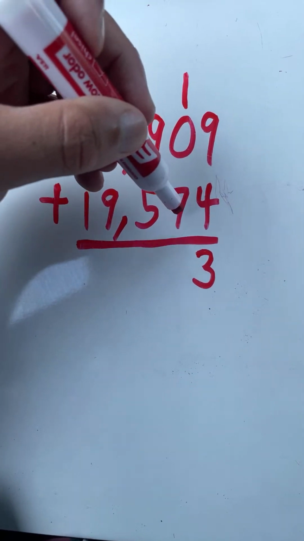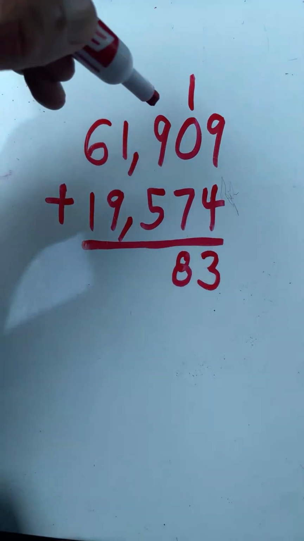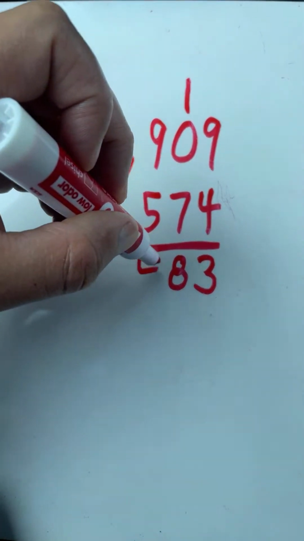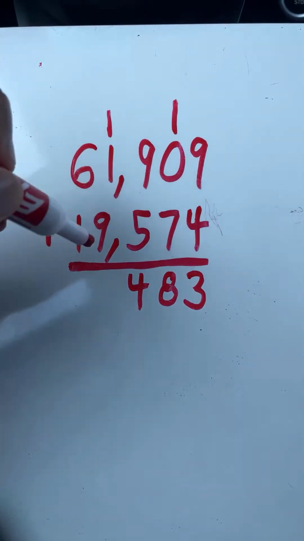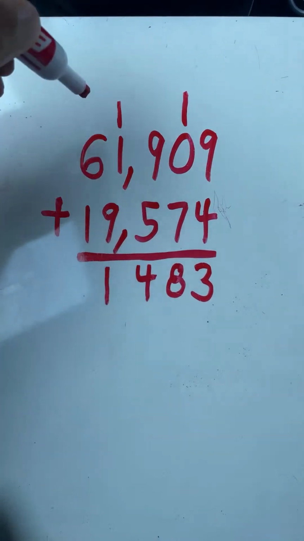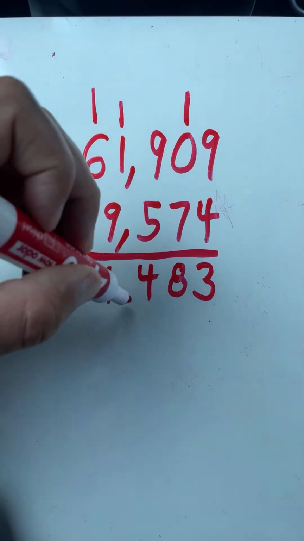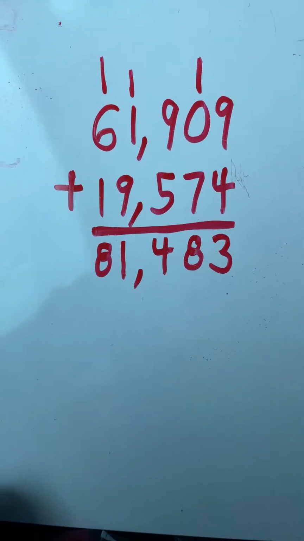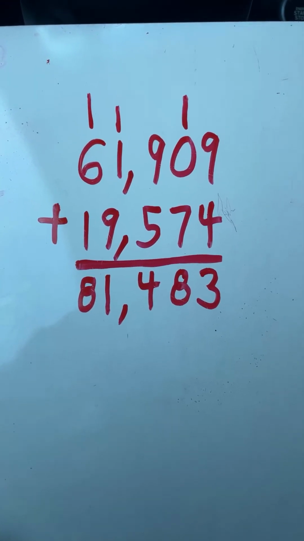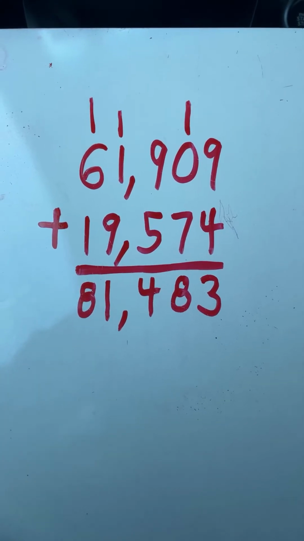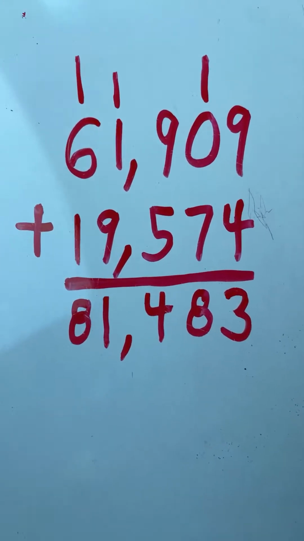0 plus 7 equals 7, plus 1 equals 8. 9 plus 5 equals 14. 4, carry the 1. 1 plus 9 equals 10, plus 1 equals 11. 1, carry the 1. 1 plus 6 equals 7, plus 1 equals 8. And we have our final answer. 61,909 plus 19,574 equals 81,483. All right, we are going to move on to example number 3.